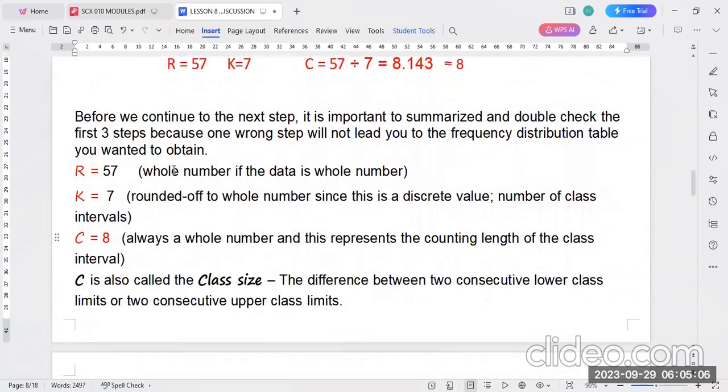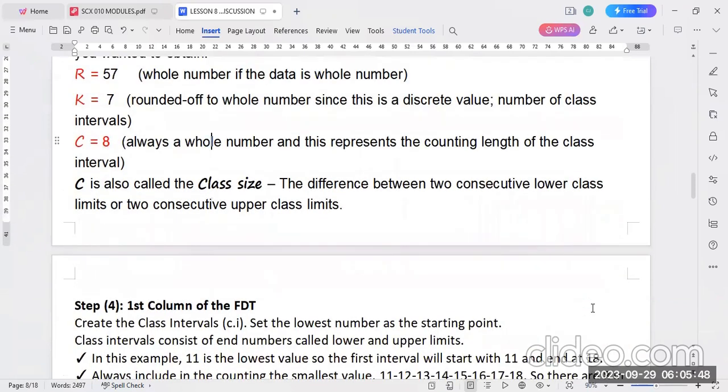So the range is a whole number if the data is whole number. Kung fraction, so fraction din siya. And then for K is equal to 7, you round off to a whole number, since this is a discrete value, the number of class intervals. And always C naman, which is equal to 8, always a whole number, and this represents the counting length of the class interval. C is also called the class size. This is the difference between two consecutive lower class limits or two consecutive upper class limits.